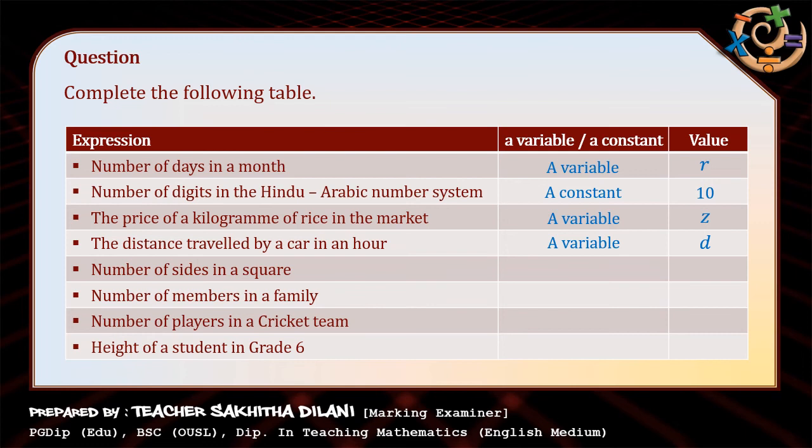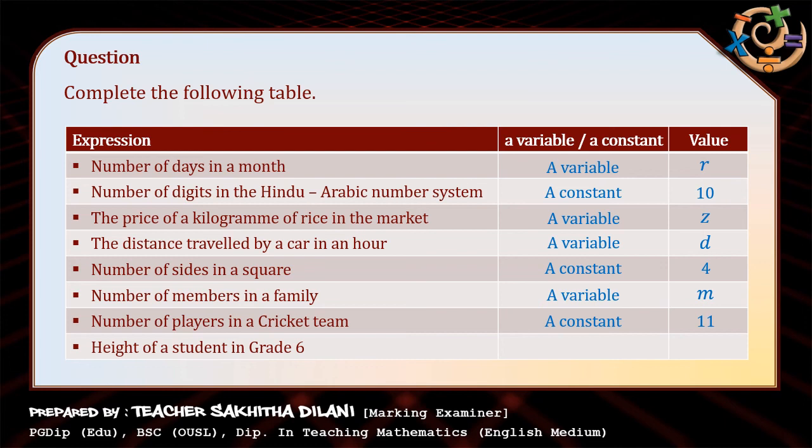Next one, number of sides in a square. There are 4 sides in a square. It is a constant value. It does not change, so its value is 4. Next one, number of members in a family. You know that there are different numbers of members in different families. Therefore, it's a variable, so I represent it using simply M. Next one, number of players in a cricket team. It's a constant term. There are 11 players in a cricket team.